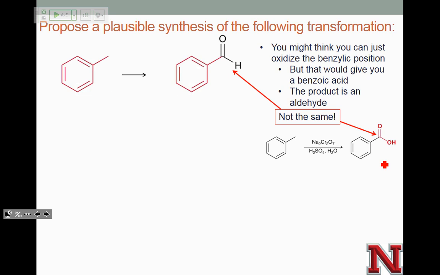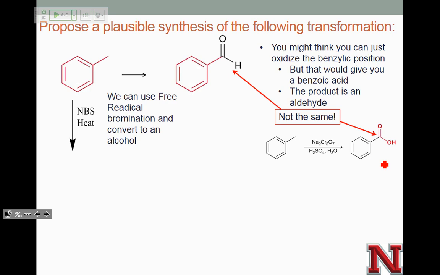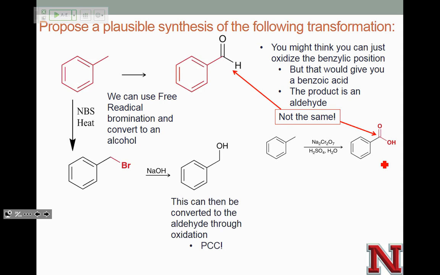So instead, what we can do is use free radical bromination to add a bromine to that benzylic position. Then we can do one of the substitution reactions to replace the bromine with an alcohol. We can use SN1 or SN2 in this case, depending on our conditions. This one's showing SN2 with our hydroxide because it's not hindered. Now that we have the alcohol, we can use PCC to stop at the aldehyde.